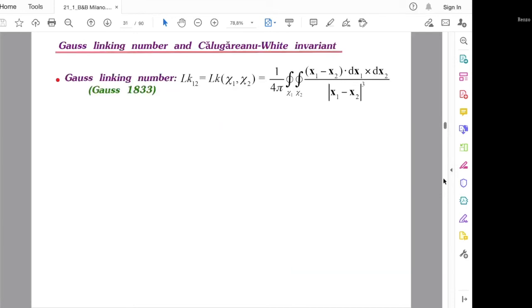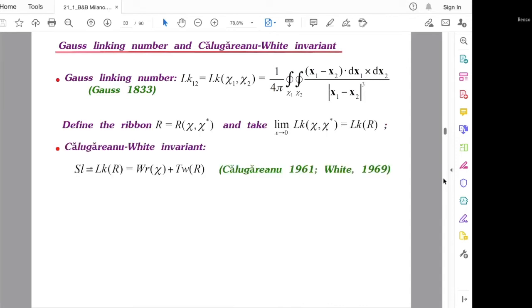I will be very quick here, just to remind you that Gauss linking number is a measure of the linkage between different components, and the self-linking number is just the topological invariant due to Kalugareanu and extended by White in a higher dimension as a sum of the writhe and twist. And remember, this self-linkage must be constructed on a ribbon concept.